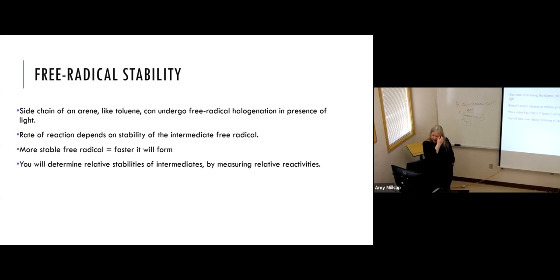So the alkyl will react with the halogen in light. The reaction rate depends on the stability of the free radical intermediate. What is the hybridization of a free radical?